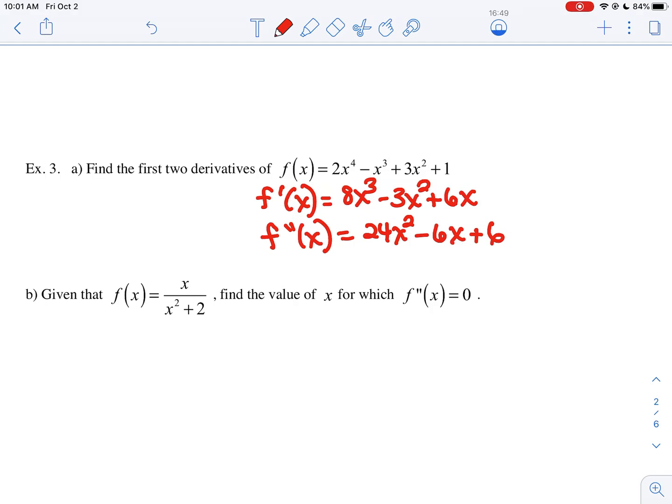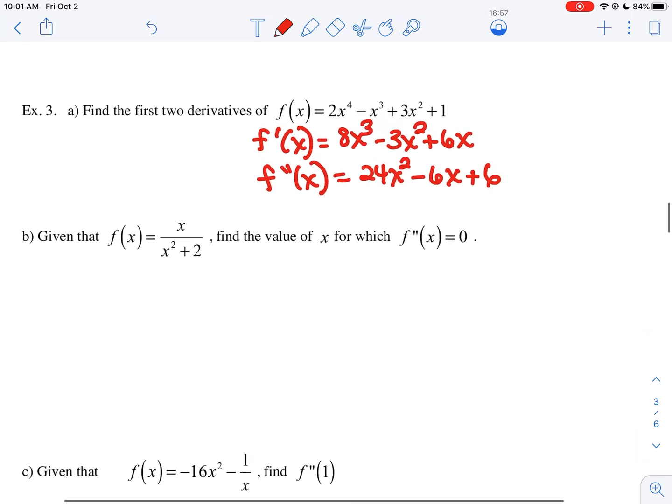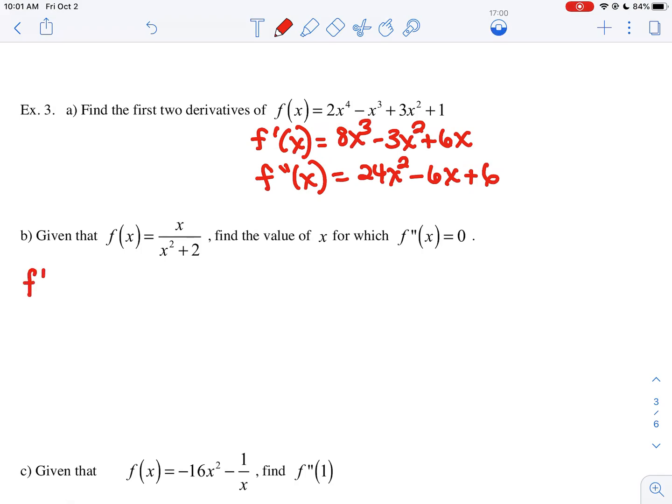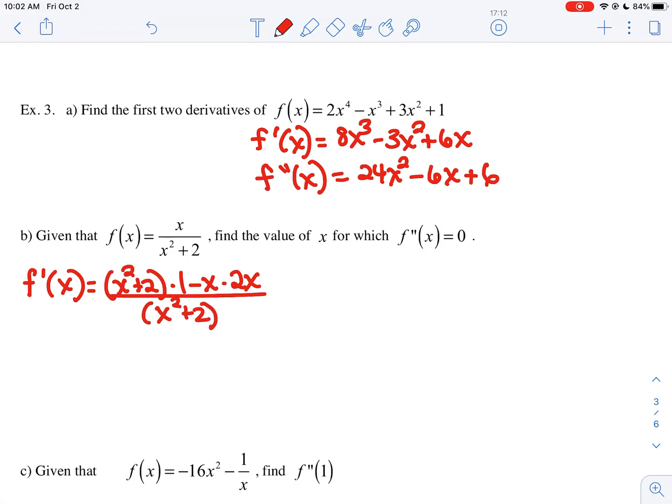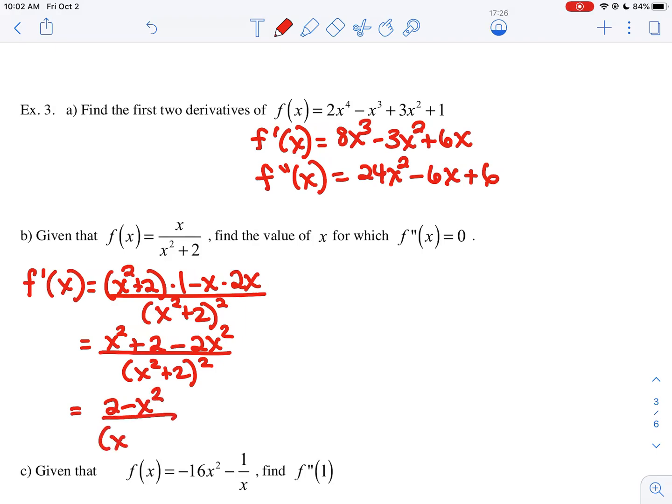All right, then part B. Given f of x equals x over x squared plus 2, find the value of x for which the second derivative equals 0. All right, well, we're going to do the quotient rule. So we're going to do low d high minus high d low over low low. So that's x squared plus 2 minus 2x squared. So that's 2 minus x squared over x squared plus 2, the quantity squared.